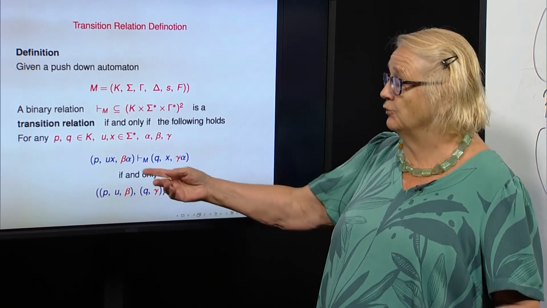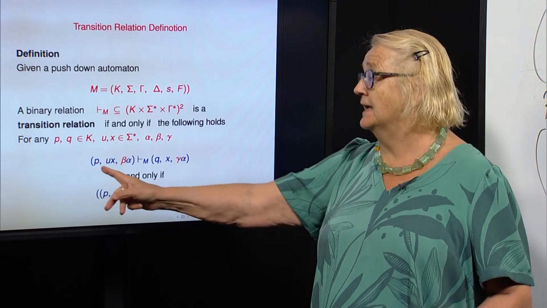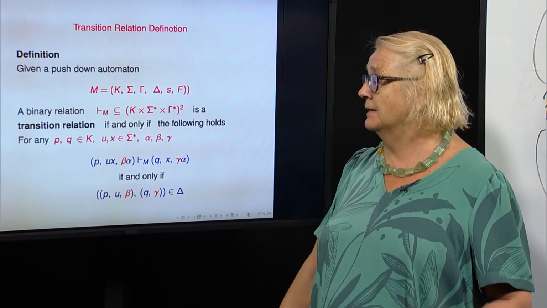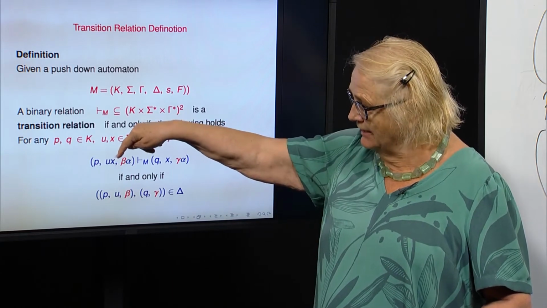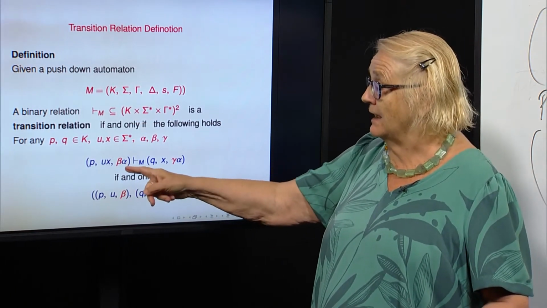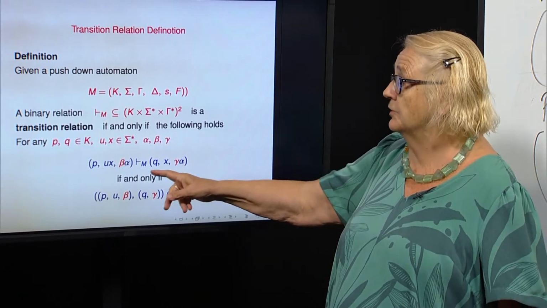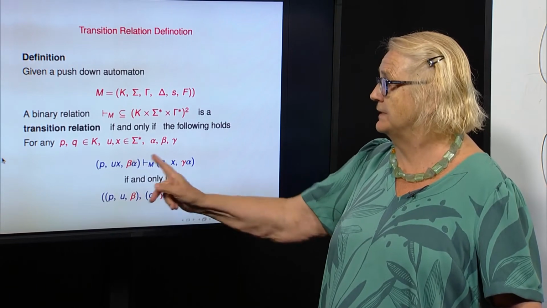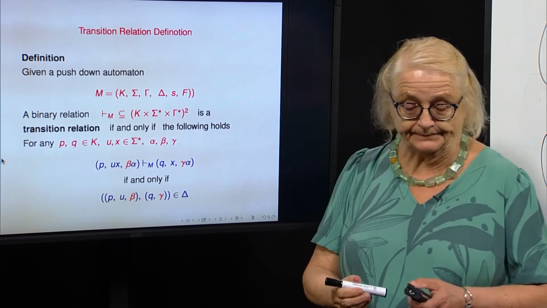If and only if you go from this to that, if your instruction delta says in a state P, read U, and X is the unread part of the input, and the stack is beta alpha. Alpha can be empty, right? So the transition replaces beta by gamma, and that is the content of the stack.